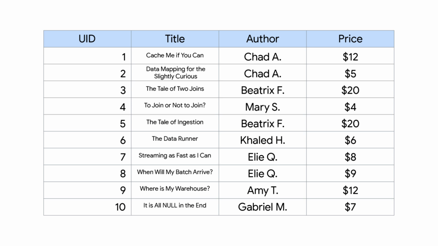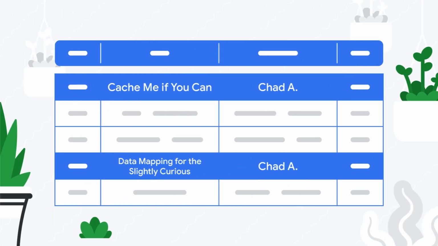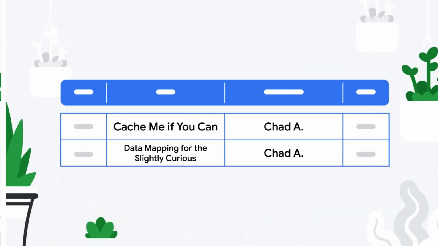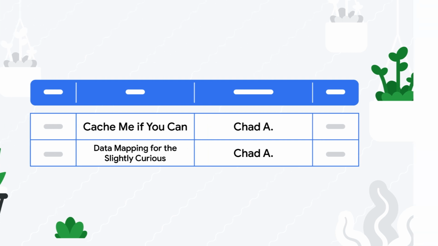To filter on a dimension, you first need to identify the dimension and then set the criteria that must be met. For example, if you want to filter on the author dimension, you could set the criteria to return only the author values that match Chad A. All rows that do not meet this criteria will be filtered out. In this sample dataset, this will return 2 rows since Chad A is the author of Cash Me If You Can and Data Mapping for the Slightly Curious.